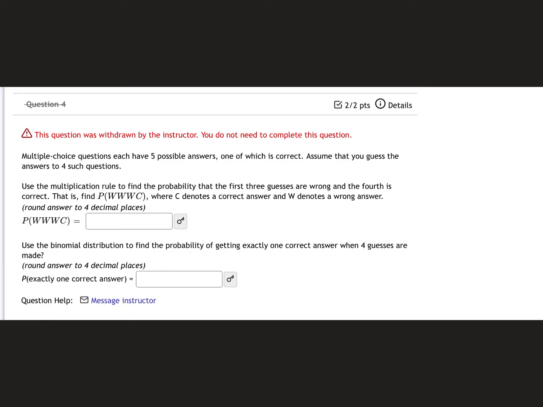Hello, I am going to go through several of these problems today from homework number 4. And this is all on discrete distributions.